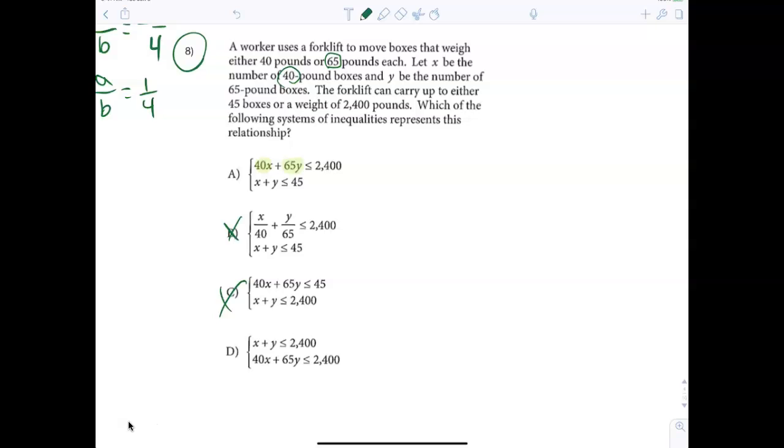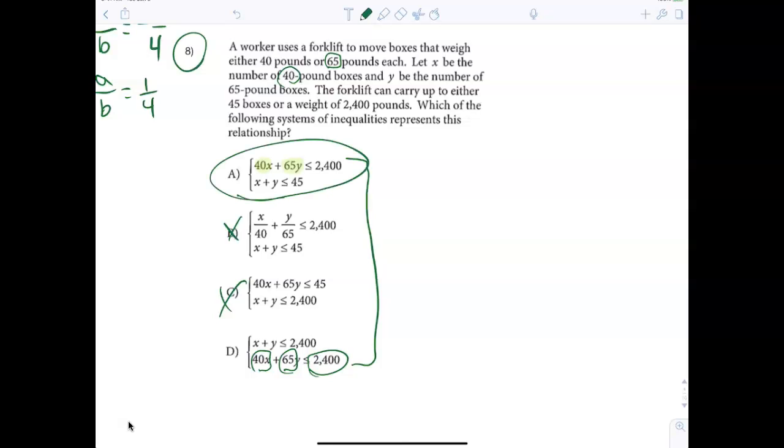Is D a possibility? 40 pounds, 65 pounds, less than 2,400 pounds. Those two equations are exactly the same. So is it A or is it D now, looking at the second equation? A, because it says you can only have a certain amount of boxes. So that's why the correct answer was A.